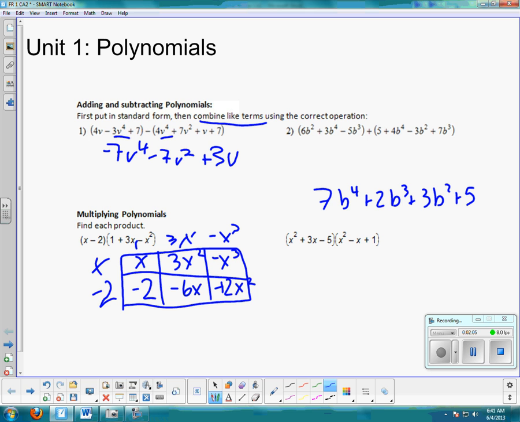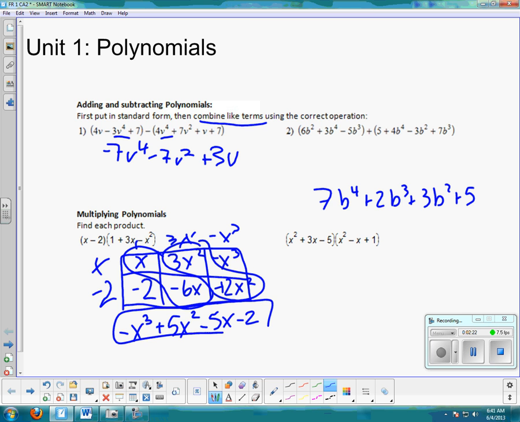x squared. So if we add up everything that we have, 1 negative x cubed. We have 2x squared, so 3 plus 2 is 5x squared. We have x and negative 6x, which makes negative 5x, and then we have a negative 2. Go ahead and pause, and I'll write up the answer to the next one. All right, on to the next ones.